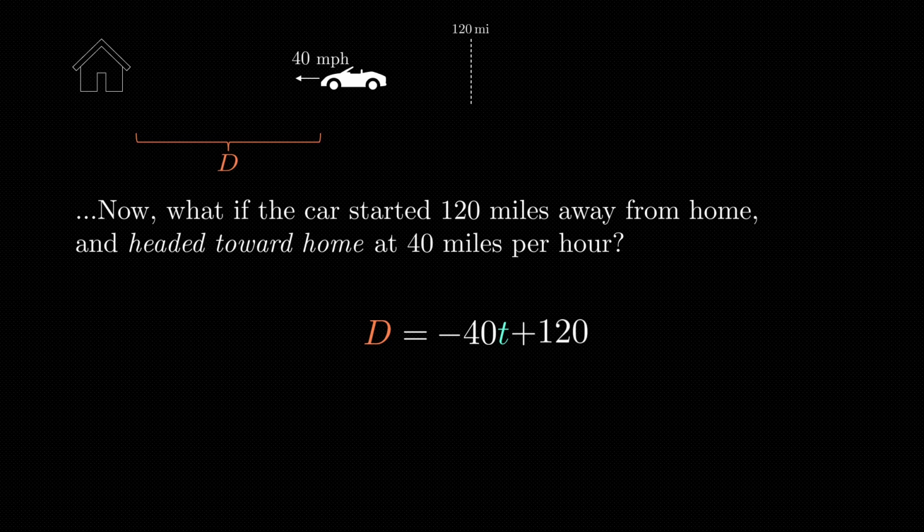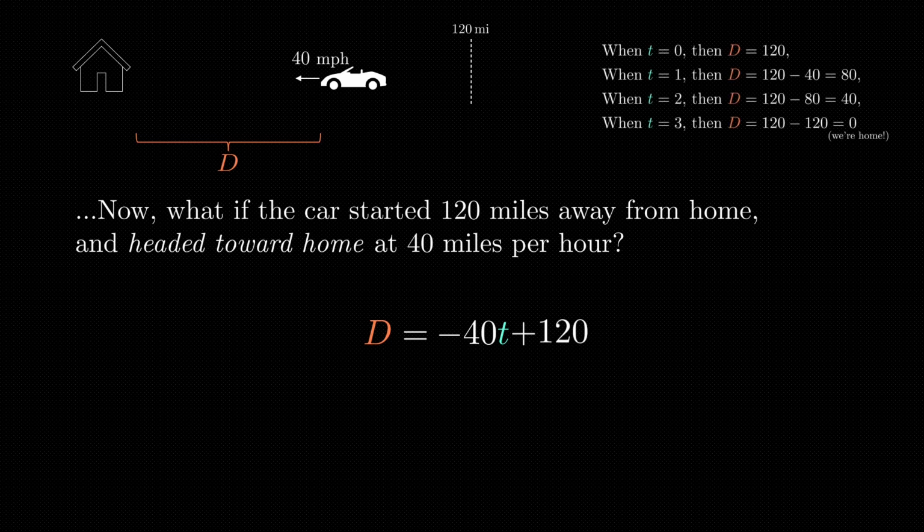And let's see if this equation actually makes sense for different values of t. Let's plug in values for t like before and check the results we get against our own logic. When t equals 0, our equation claims d to be 120. This makes sense because I start 120 miles away from home when t equals 0. When t equals 1, then our equation claims d equals 80. This still makes sense because after 1 hour, we will have driven 40 miles towards home, reducing the distance to 80 miles.